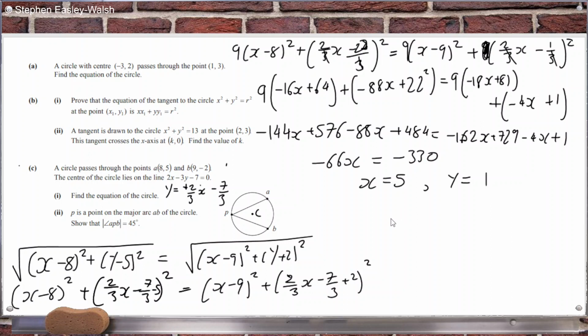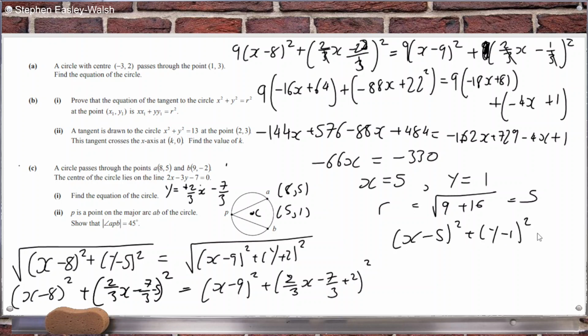So all that's left to do is get the radius now, which will be the distance from that point to, let's say, A, being 8, 5. So the radius would be root of 3 squared, which is 9, plus 4 squared, which is 16. Yeah, radius is 5. So you get the equation (x minus 5) squared plus (y minus 1) squared equals 5 squared. So that's x squared minus 10x plus y squared minus 2y and then plus 1. Yeah, perfect.